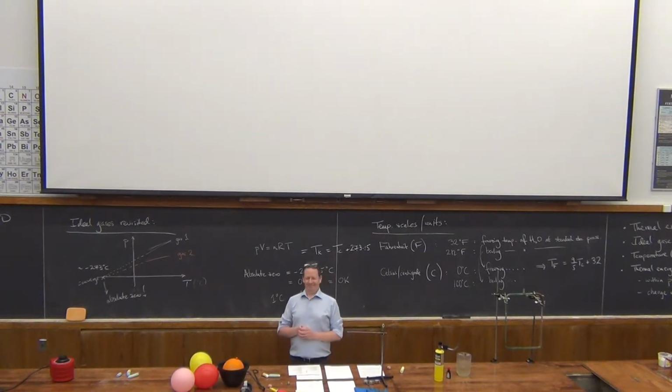Yes? Is it physically impossible to reach absolute zero? Yes, it's physically impossible to reach absolute zero. It has to do with that second law of thermodynamics.